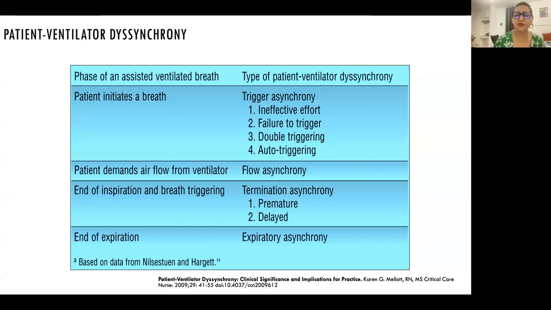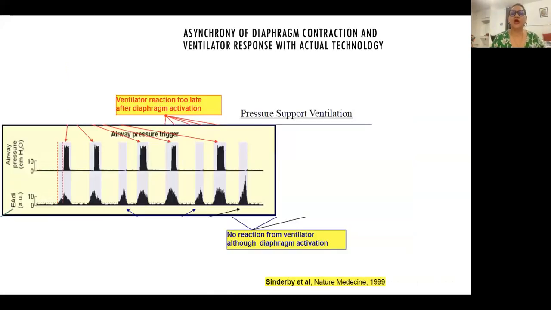end of expiration may have a problem, especially even when you are using pressure support ventilation, where you say that the inspiratory time is set by the baby. The expiratory asynchrony can still happen in pressure support ventilation because the breath is going to stop when there is a 25% reduction in the flow, which may change with the baby.